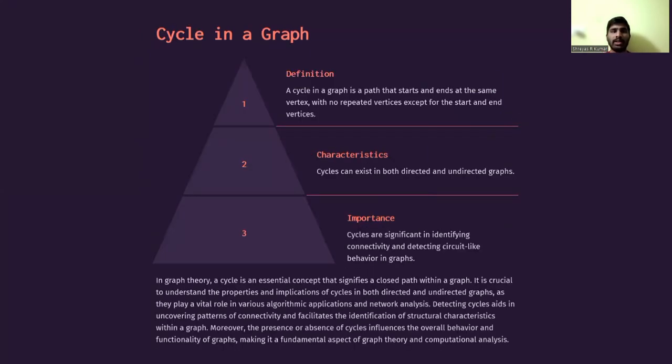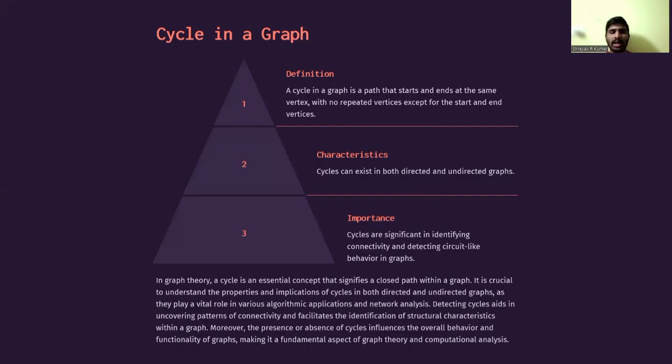Now let's see what a cycle in a graph is. The definition goes something like this. A cycle in a graph is a path that starts and ends at the same vertex, with no repeated vertices except for the start and end vertices. The characteristics. Cycles can exist in both directed and undirected graphs. Importance. Cycles are significant in identifying connectivity and detecting circuit-like behavior in graphs.